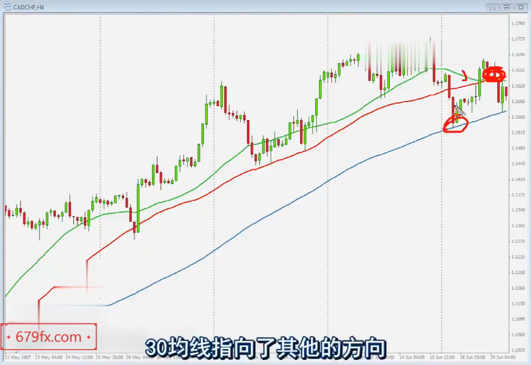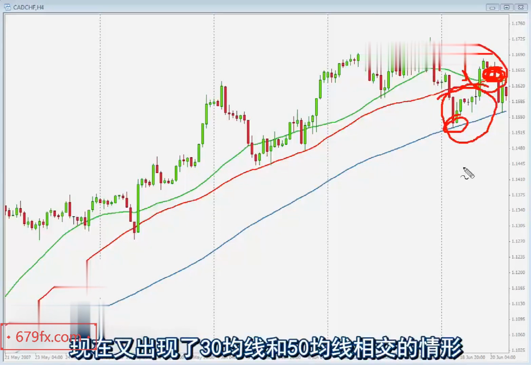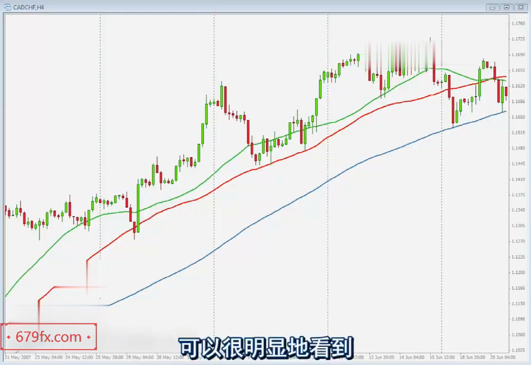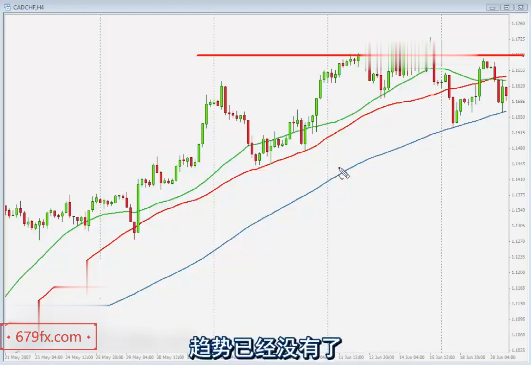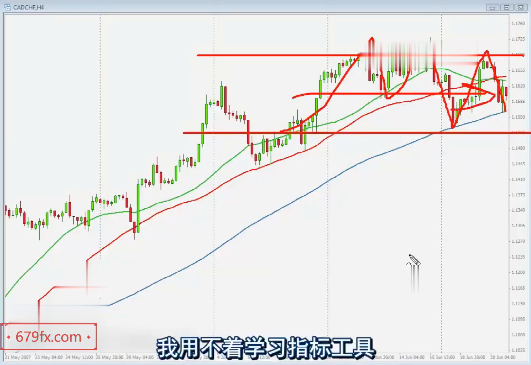The 30 is not pointing up anymore. Price is batting around under the 50 for way too long. Now we have the 30 moving average crossing over the 50. Well, this is not a trend anymore. In fact, we can clearly see on the chart that we are trending no longer. We are now moving within a congestion area. We are moving sideways.